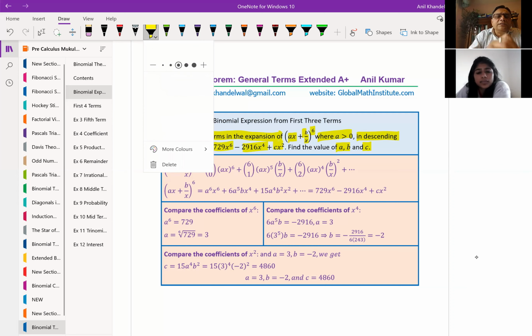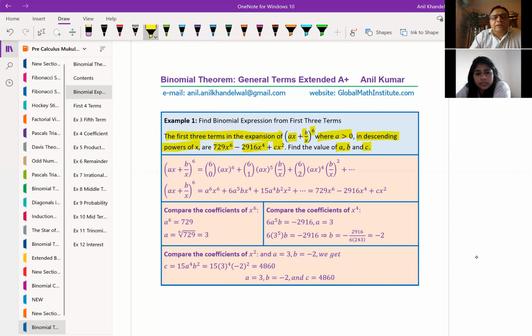Now, the strategy here is we simply write the expansion, so we get the terms in terms of a, b, and c. So we straight away get the terms, calculate the value of nCr and put it there. So we get, you can see, (ax + b/x) to the power of 6 is a to the power of 6 x to the power of 6 plus 6 times a to the power of 5 b x to the power of 4 plus 15 times, which is the value of 6C2, a to the power of 4 b squared x squared.